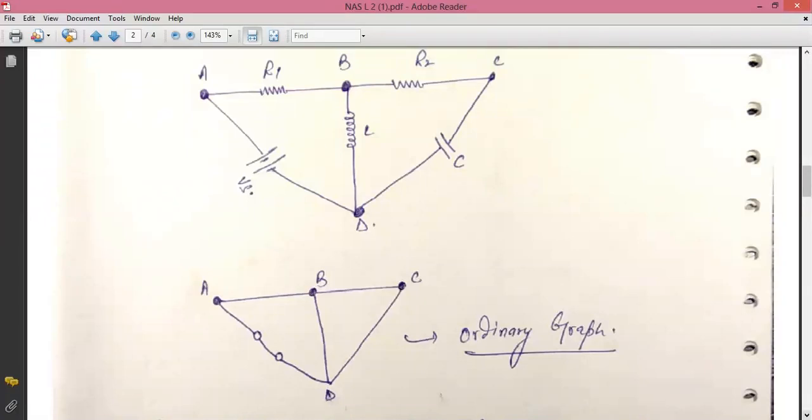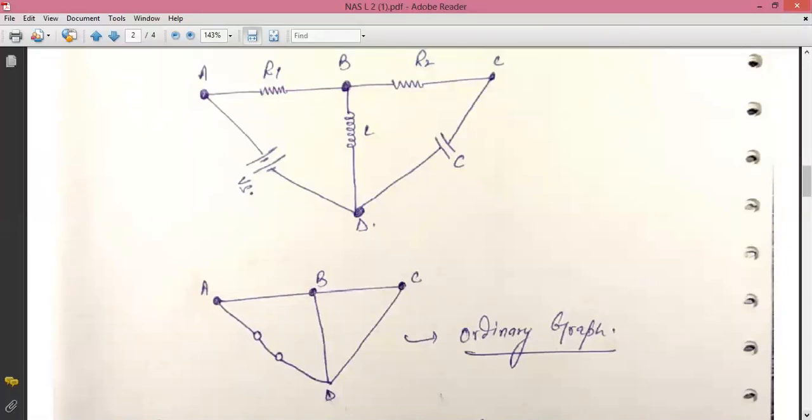From tomorrow onwards, I will give you some numericals. On these numericals, you have to make the graphs. This is the simple example that I took to explain how a circuit can be converted into a graph, and the technique by virtue of which a circuit can be converted into a graph is called network topology. Now, this is all about the ordinary graph.